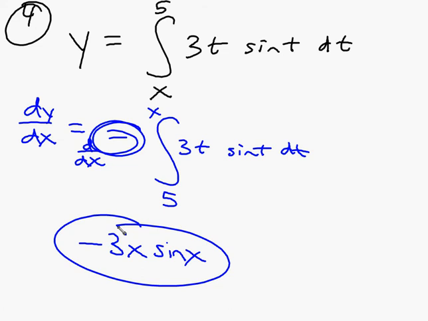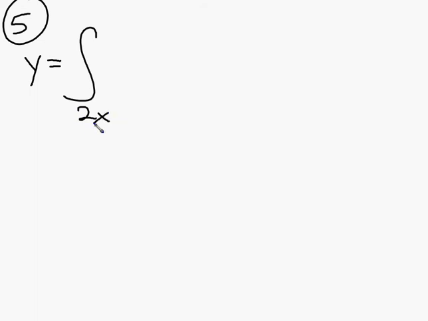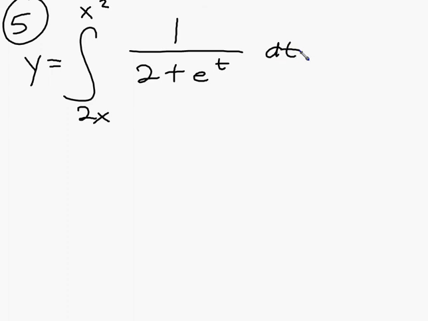Doing good so far. Now, how about this next one? Let's say that y equals the integral from 2x to x squared of 1 over 2 plus e to the t dt. Now, this is a case where we need, that's why I'm here, I guess, to help give you some guidance. We need to use the additivity rule.